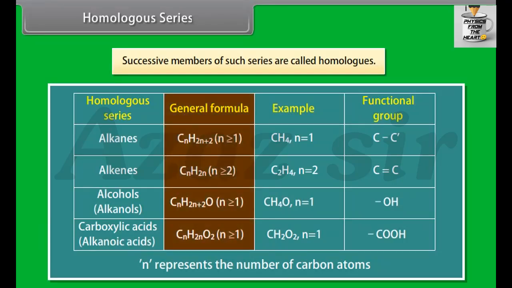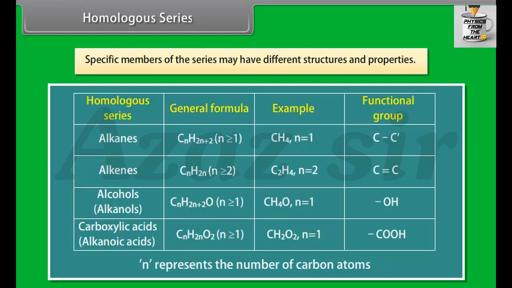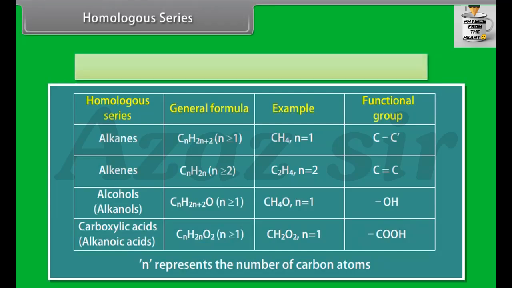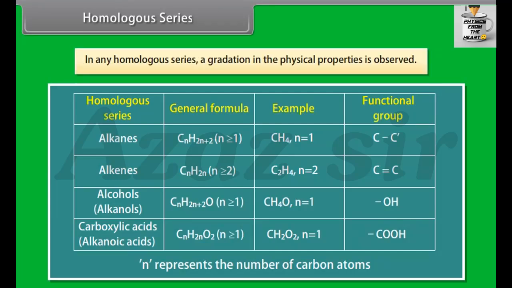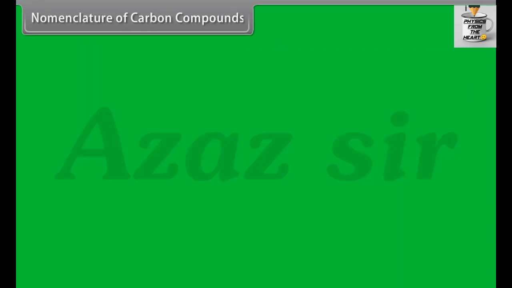Even though the general formula remains constant in a homologous series, specific members of the series may have different structures and properties. However, the reactivity usually remains the same. In any homologous series, a gradation in the physical properties is observed. This gradation occurs due to the increase in the melting points and boiling points along with increasing molecular mass of the compound.